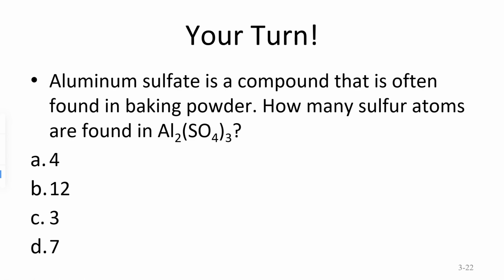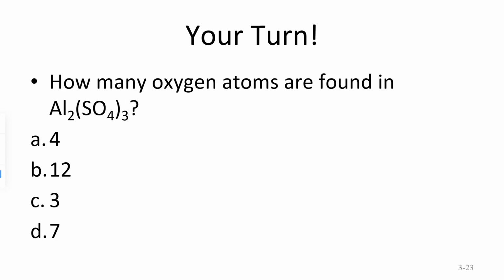Aluminum sulfate is a compound that's often found in baking powder. How many sulfur atoms are found in aluminum sulfate? I'll give you a minute to think about this. And it's 3. So we would carry the 3 over to the sulfur, and that's how many. How many oxygen atoms are found in this? I'll give you a second. All right, so in this instance, the 3 would carry in and we would multiply them. So 3 times 4 gives us 12.